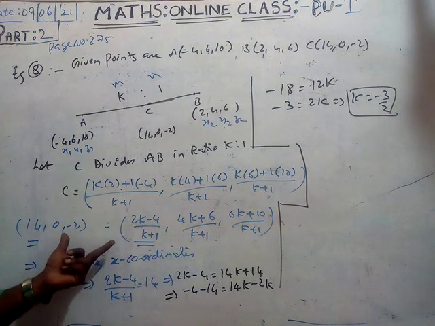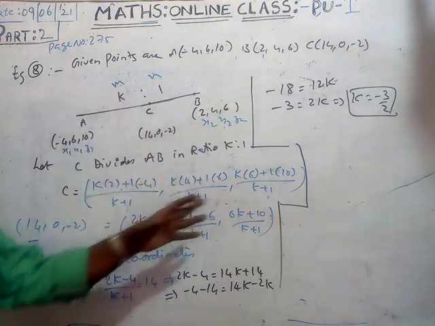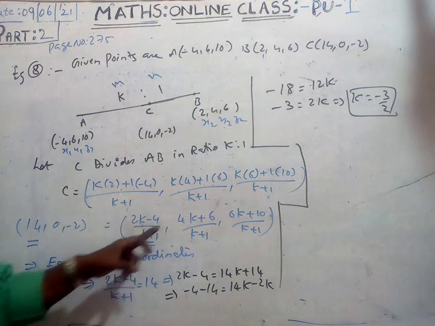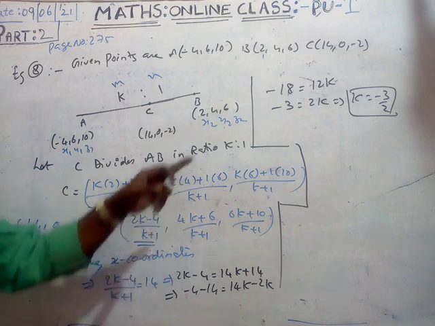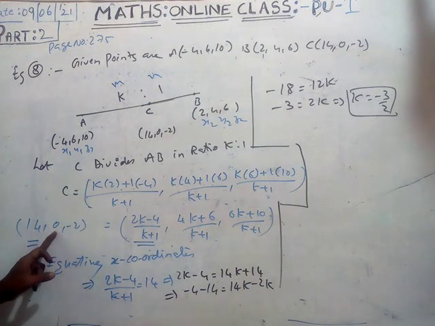While we are solving, equating y coordinates also, if you get the k value the same as minus 3 by 2, then it is correct. Or otherwise, in the y coordinate of the point C, if you substitute that k value minus 3 by 2, we have to get this 0.